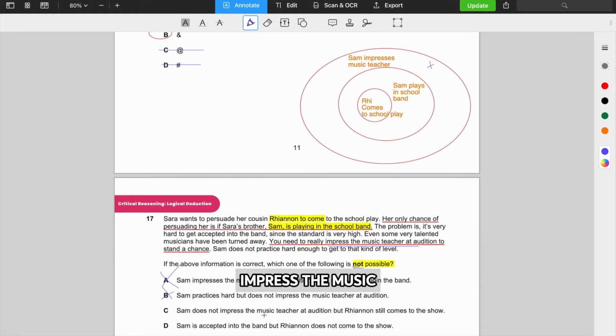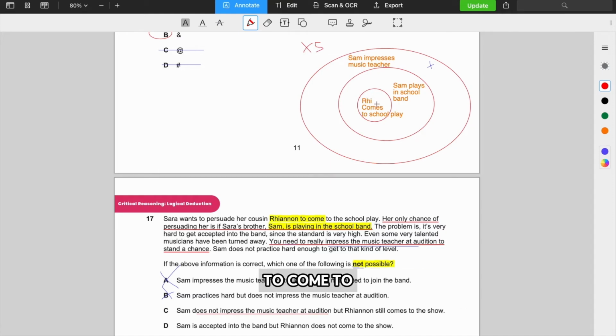C, Sam does not impress the music teacher at audition, but Rhiannon still comes to the show. That's impossible. Why is it impossible? Because if Sam does not impress the music teacher at audition, that means he's not lying in that outer circle. So he's somewhere here, right? Sam is lying somewhere here. Then it's impossible for Rhiannon to come to the school play.